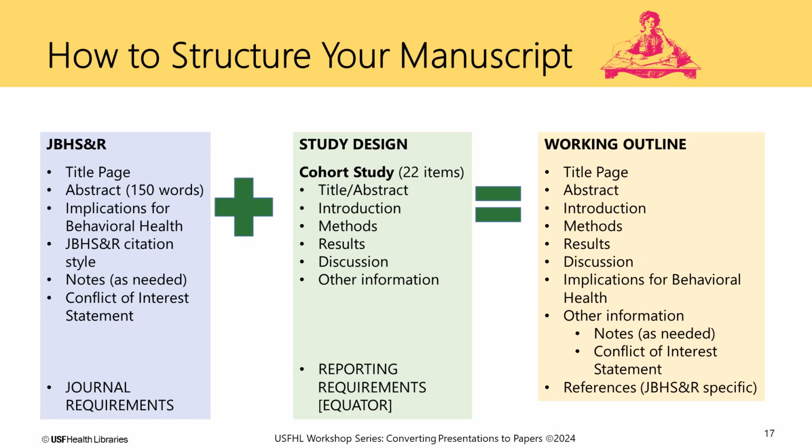The paper I'm submitting is a cohort study. So I'm going to go to the EQUATOR Network and pull up the reporting guidelines for cohort studies. And in there are 22 items in these different sections that need to be reported. They have a specific way they'd like to have titles set up, abstract set up, etc.